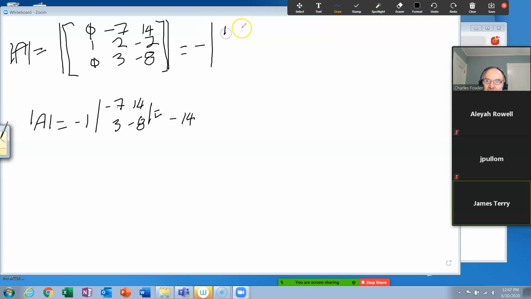That's going to be a 1, 2, minus 2, a 0, negative 7, 14, and a 0, 3, negative 8. Agreed? From the rules we just did. What's the next thing you would want to do? Absolutely. And how would you do that?